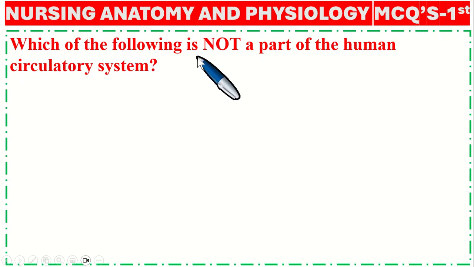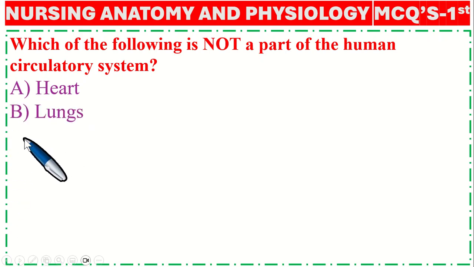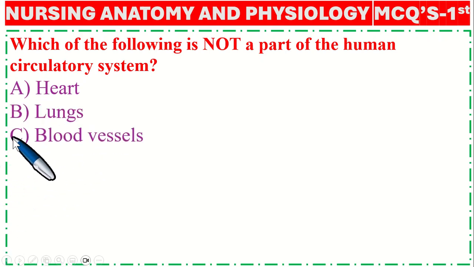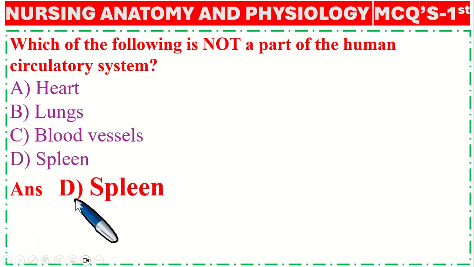Which of the following is not a part of the human circulatory system? Option A, heart. Option B, lungs. Option C, blood vessels. And option D, spleen. So the correct option is D, spleen.